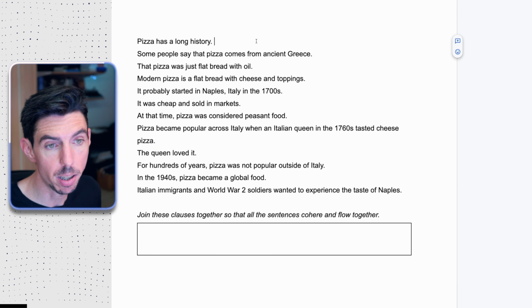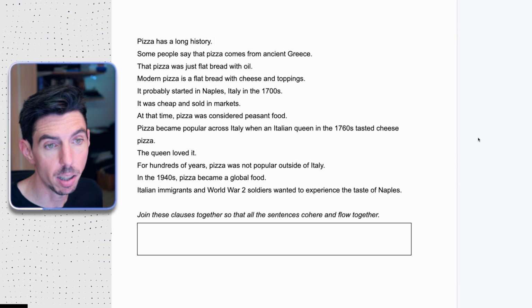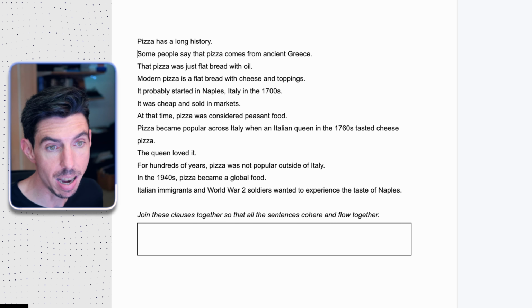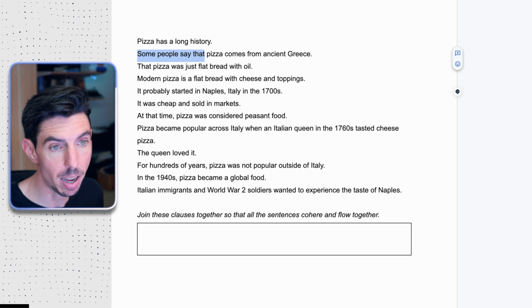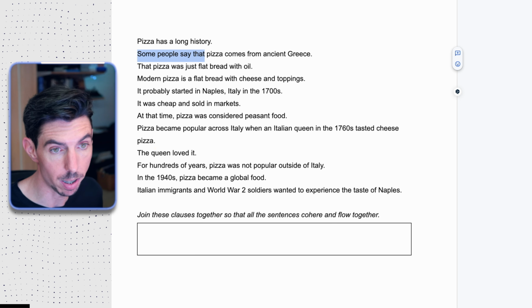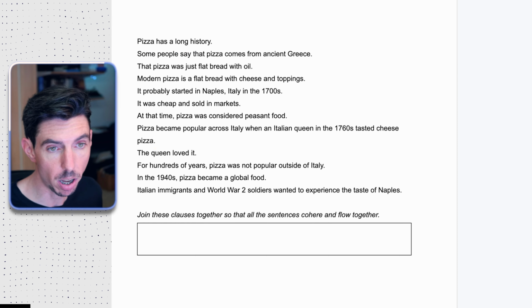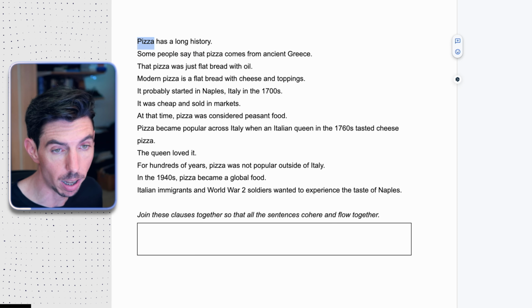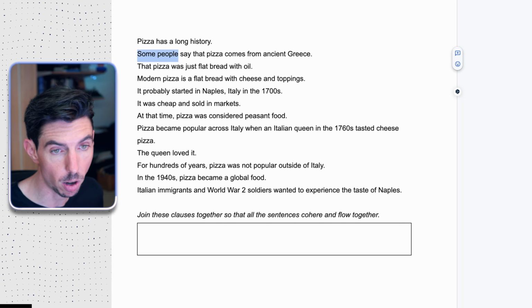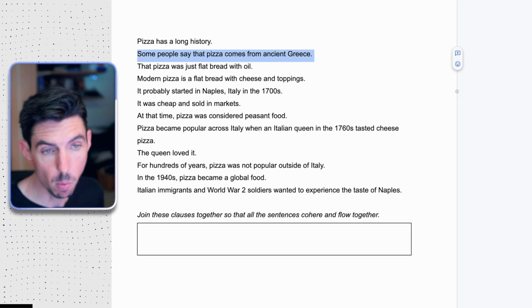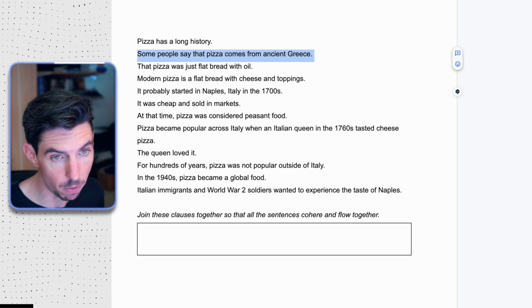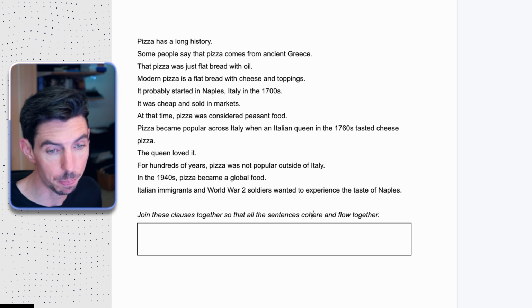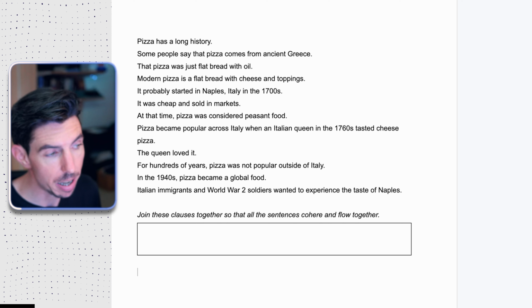So the first sentence, as we said, the topic sentence, pizza has a long history. But then we see the next sentence, it says, some people say that pizza comes from ancient Greece. And I say, whoa, I thought you were going to be telling me a story about pizza. And then all of a sudden you're telling me a story about some people. So we want to get this information out of the way. And the way that we can do that is by making it dependent.